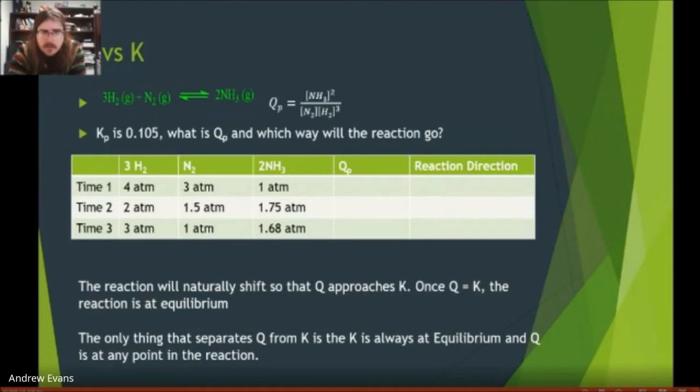So remember, whatever Q is at, Q wants to shift to get to K. So you have to think about, what is this ratio? What is the ratio of ammonia to nitrogen to hydrogen? As one side goes up, the other side must go down. So Q will always shift to K. If Q is too big, it needs to go down. So how do you get a fraction to go down? You increase the denominator while decreasing the numerator. If it's too small, you do the opposite. Increase the numerator while decreasing the denominator.